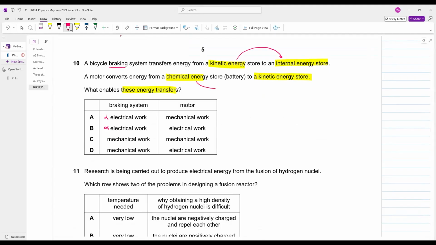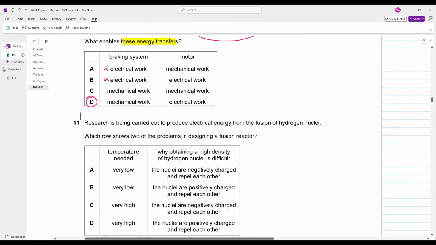However, when you are going from chemical energy to a kinetic energy store and your motor is converting chemical energy into kinetic energy, which type of work is getting done? What type of work will the motor do to run your bicycle? Electrical work. D is your answer to this.